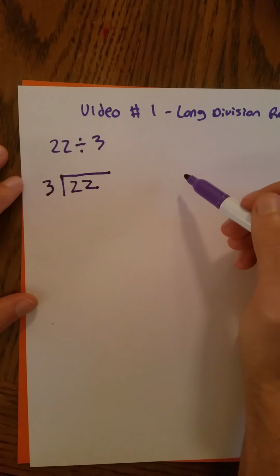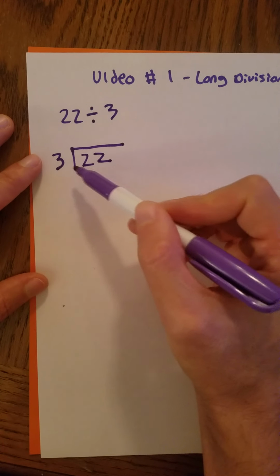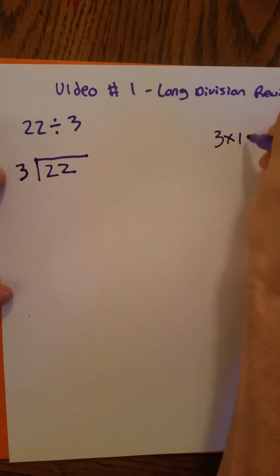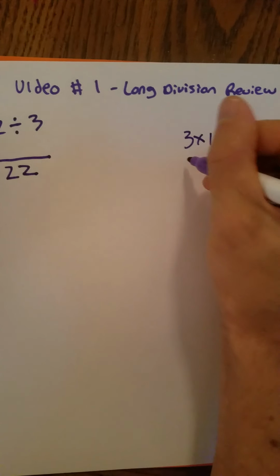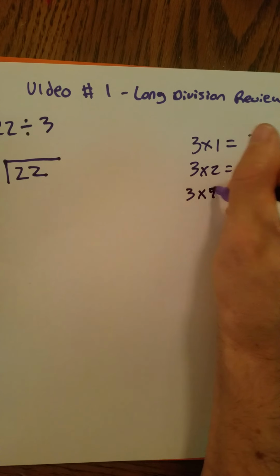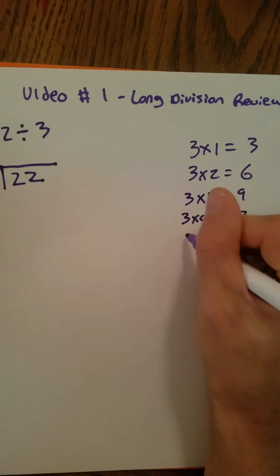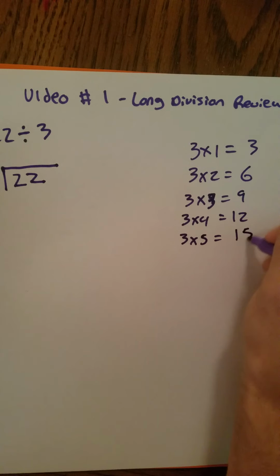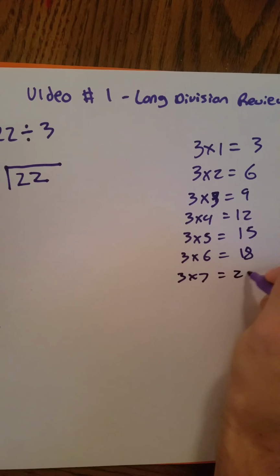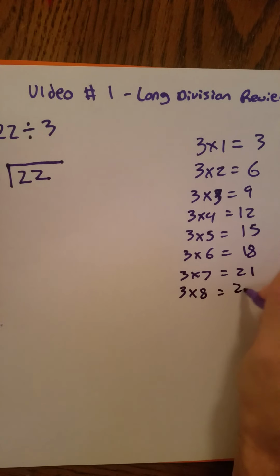Our next step is going to be to write out the multiples of our divisor to get as close to our dividend without going over. Our multiples of 3 to get as close to 22 as we can without going over. So we're going to write out our multiples of 3 until we go over 22. So we've gone over 22, so now we can stop.